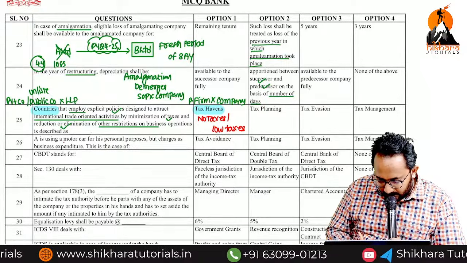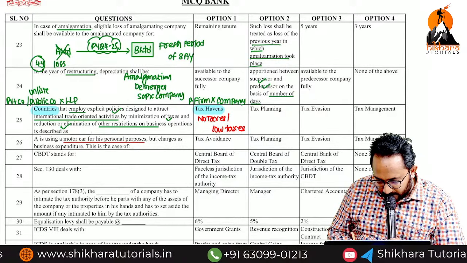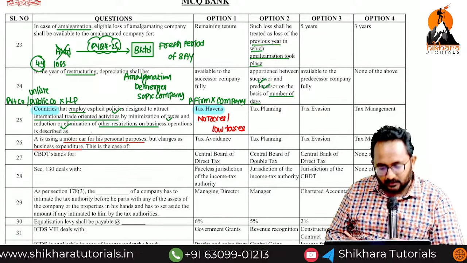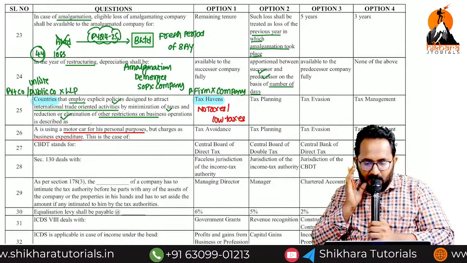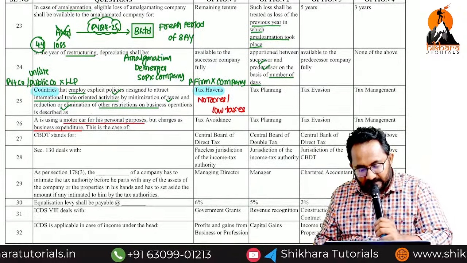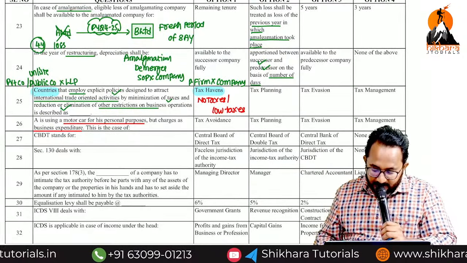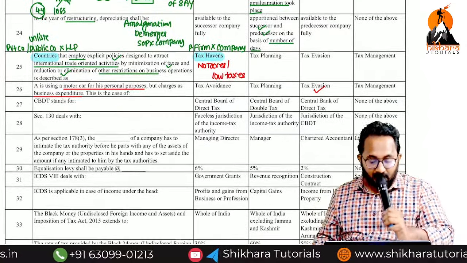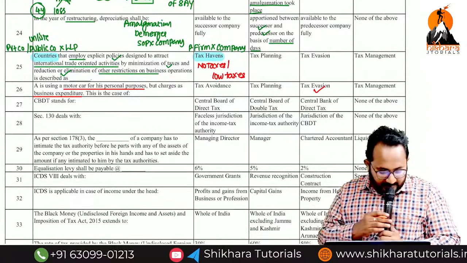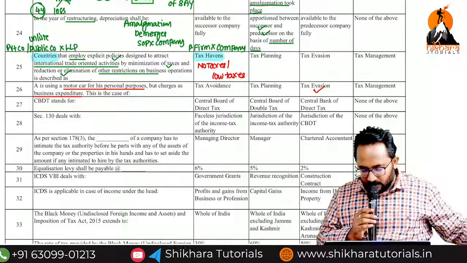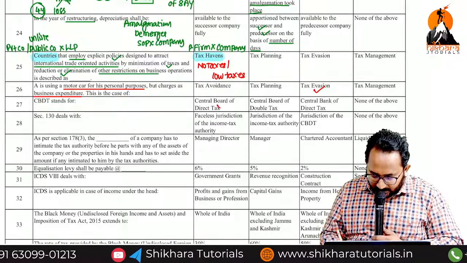A is using a motor car for personal purpose but charged as business expenditure. Can you tell me, we are using it for personal purpose, but in our books of accounts we recorded it as an expenditure, as if used for business or profession. It is called as what? Tax evasion, falsification of records. CBDT stands for, it is a very big MCQ. Can you tell me what? Central Board of Direct Taxes.